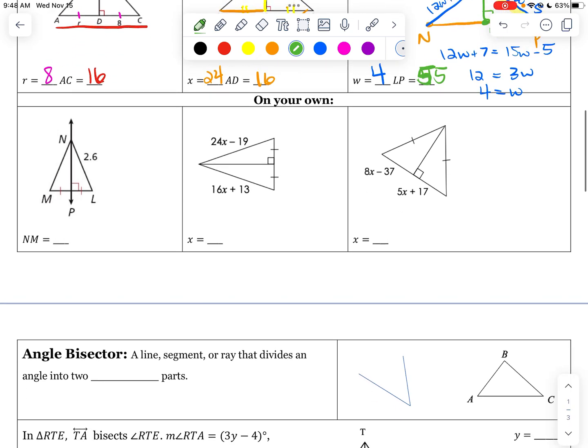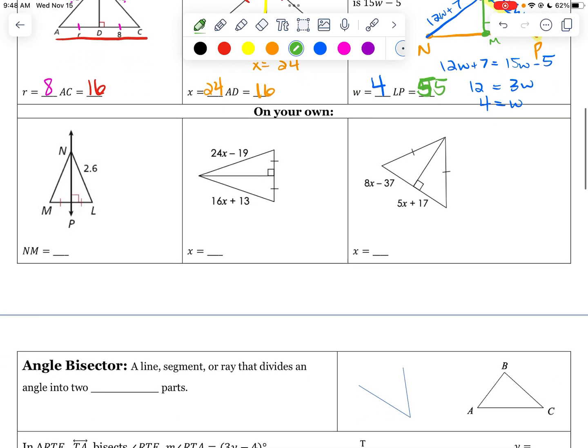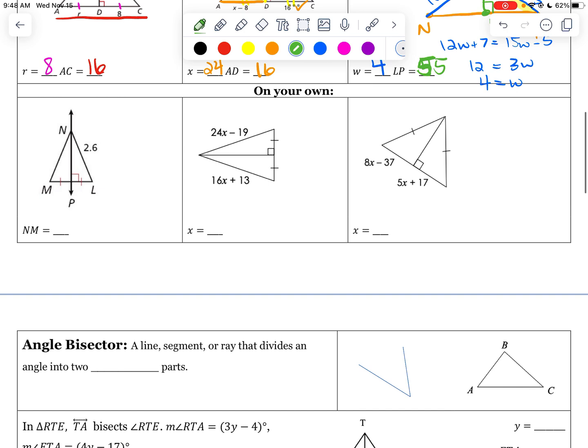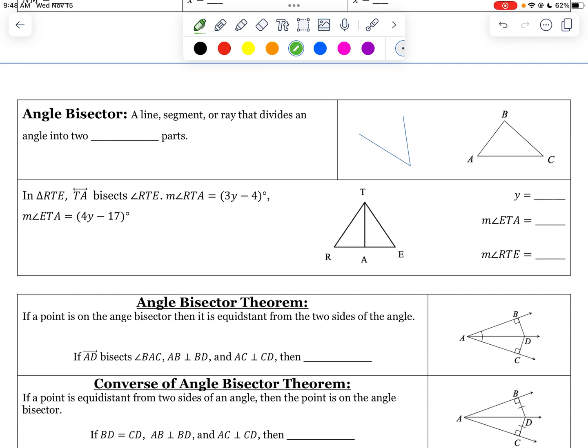Great. There are 3 more to practice on your own. I will put the key up so you can double check after you have finished those. But we also need to talk about angle bisectors.